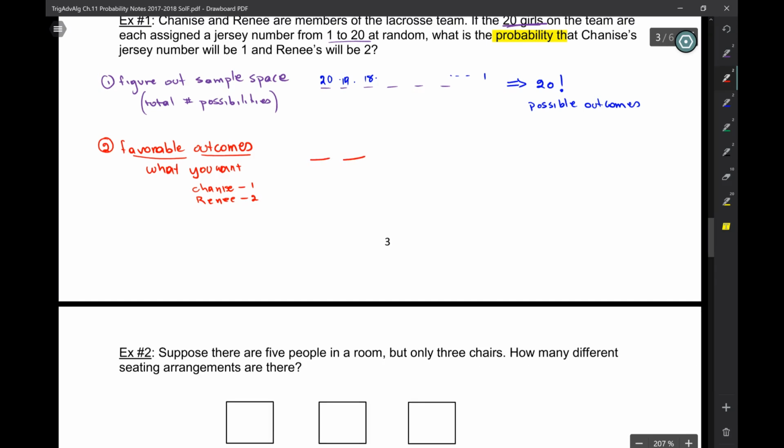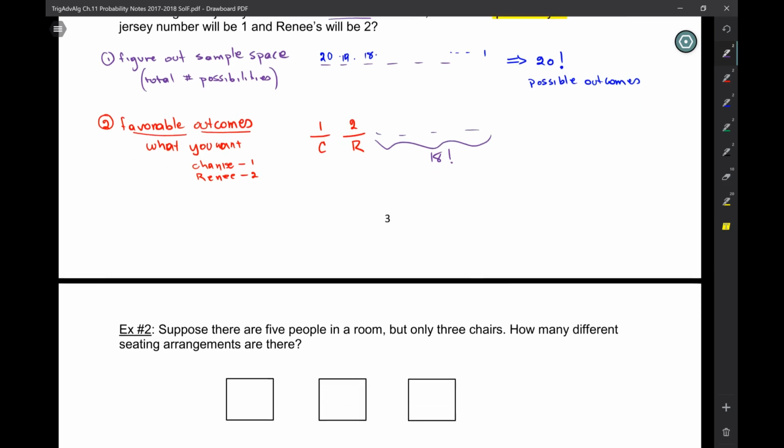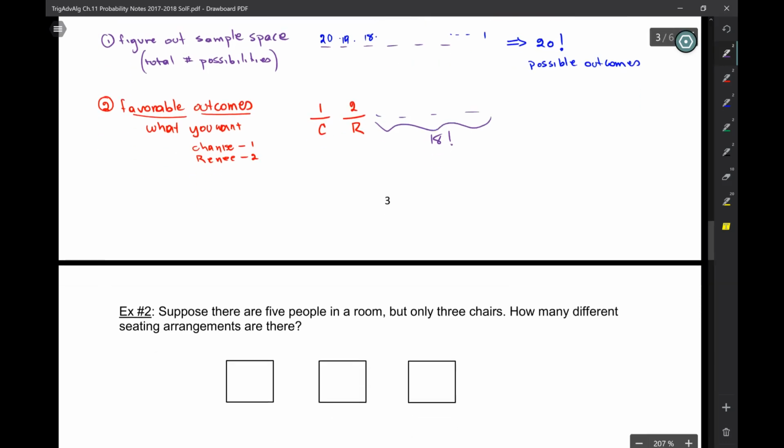So here are the 20 girls. This is the first two. Suppose this is Shanice and this is Renee. I want Shanice to be a 1 and Renee to be a 2. So I'm the coach and I fix that. Like there was some competition and they won and now they get to pick their numbers. Shanice picks 1, Renee picks 2, and then for the rest, there are 18 factorial possibilities. So these are the favorable outcomes, and that's the sample space.